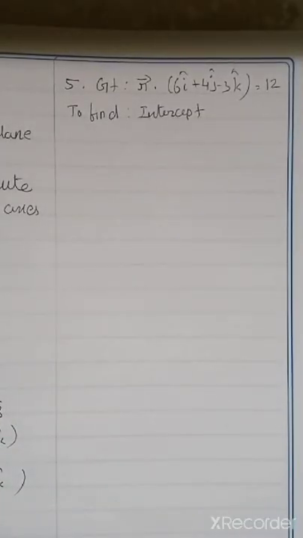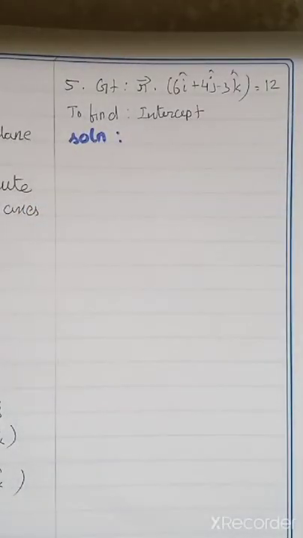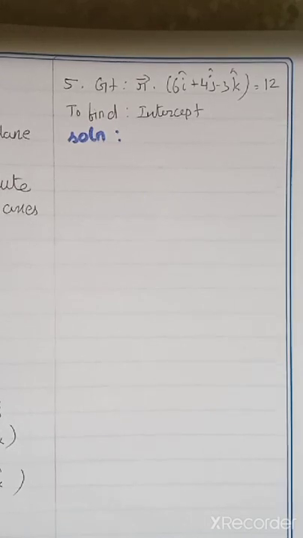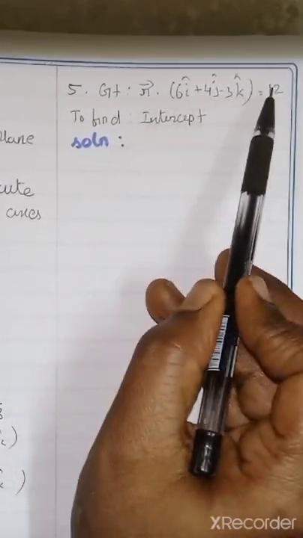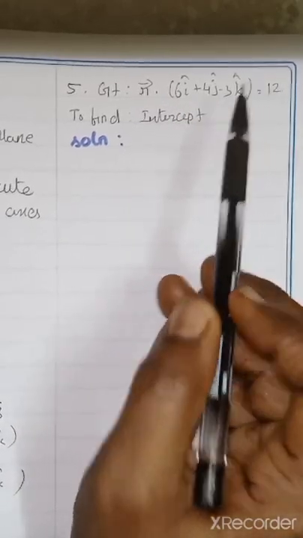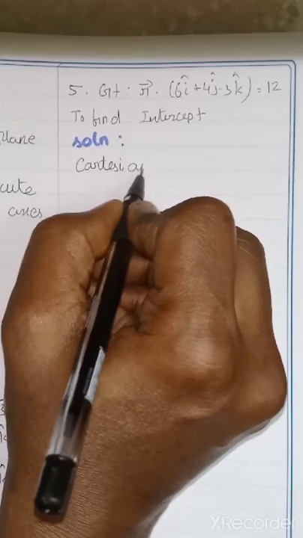Your next question: find the intercepts cut off by the plane r dot 6i plus 4j minus 3k equal to 12 on the coordinate axes. So what do we want to find here? Intercept form. So what is your intercept form? x by a plus y by b plus z by c equal to 1, correct? Here the vector equation is given. First we have to change this vector equation to a Cartesian equation. Then you can give the final answer.